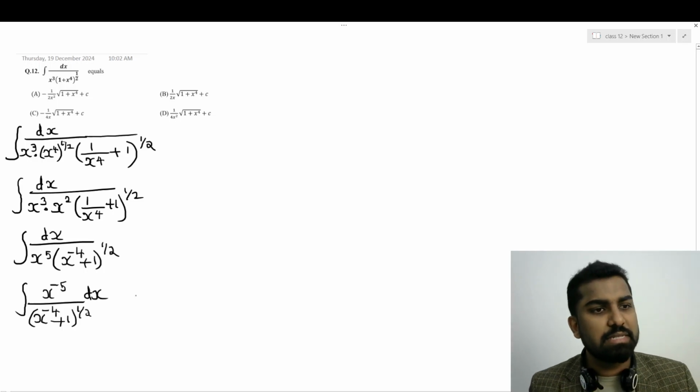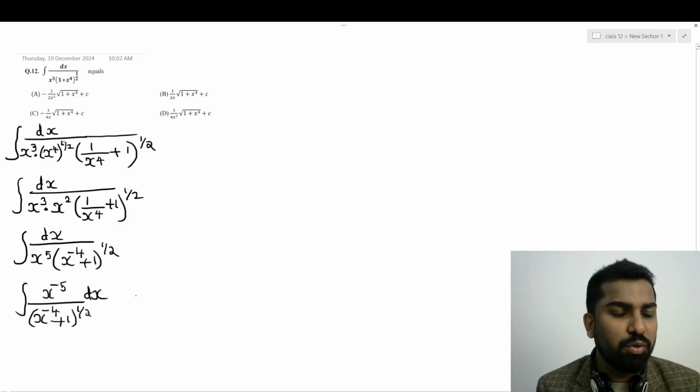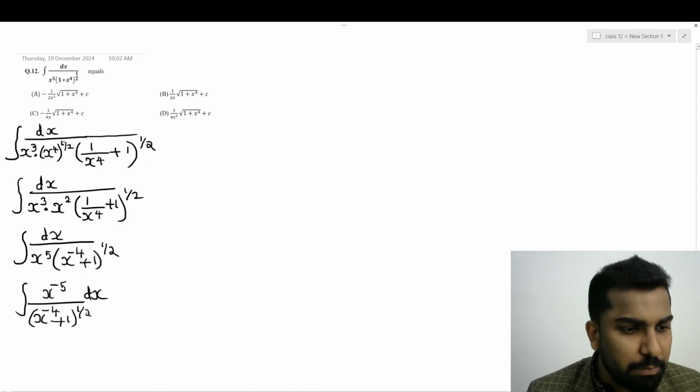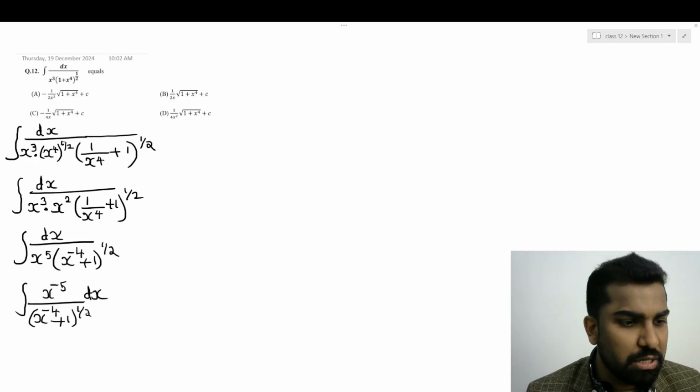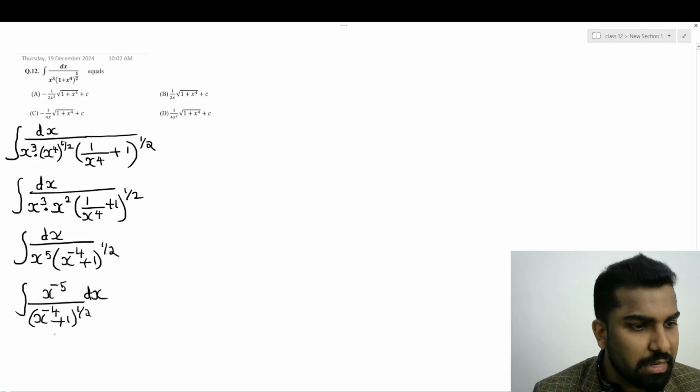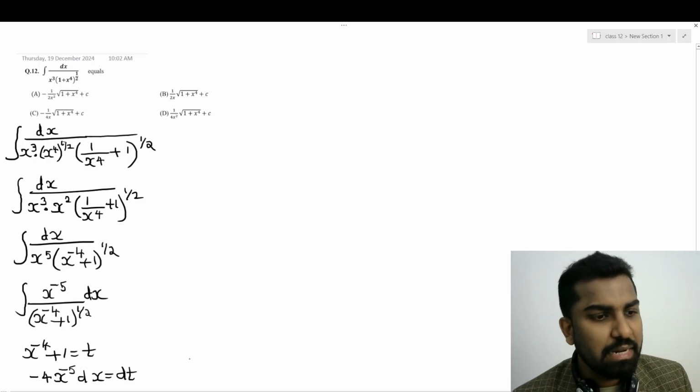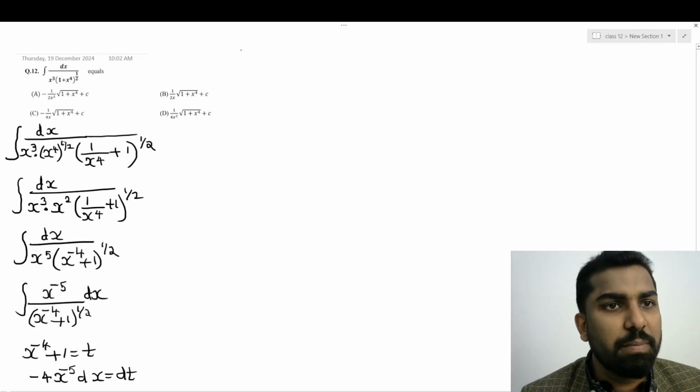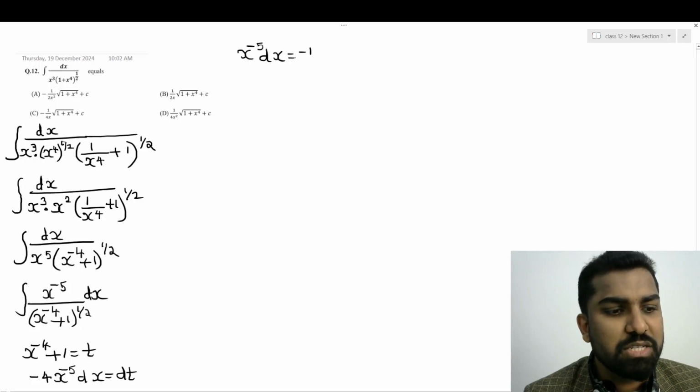Now you have to integrate this after rearranging properly, and we integrate by substitution. Here I am substituting x to the power minus 4 plus 1 as t. So minus 4 into x to the power minus 5 dx will be equal to dt. From here I can easily write x to the power minus 5 dx equal to minus 1 by 4 times dt.